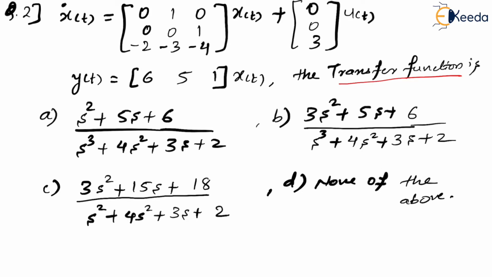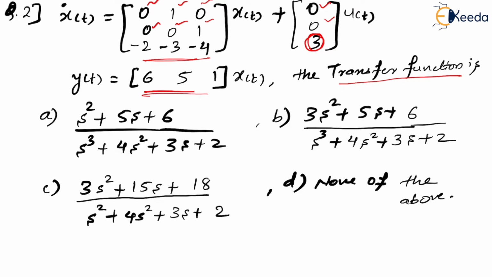Don't you think that it is a controllable canonical form? You may say yes, but what I am saying is no. Why no? Let us see. For the A matrix you always have 0 1 0, yes, 0 0 1, yes. These elements also agree. But in the B matrix what you have is 0 0 and 1. In place of 3 you have 1. But here you have got 3, which means it is not in a controllable canonical form.